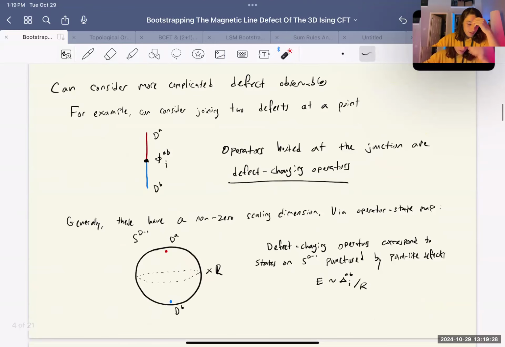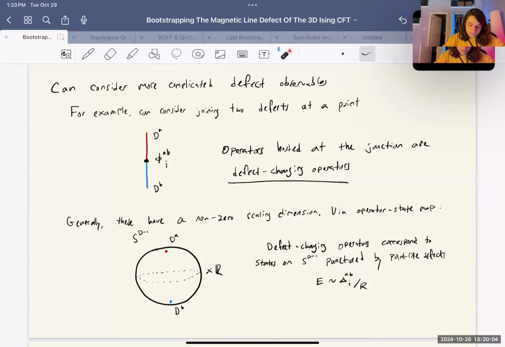So this G is a very simple kind of observable. If you're familiar with topological defects, then this G is really the same thing as the quantum dimension of the topological defect. But we can also consider other kinds of observables. In the rest of this talk, the thing I'll mostly be working with will be these things called defect changing operators.